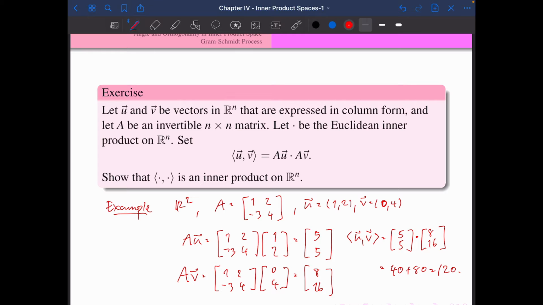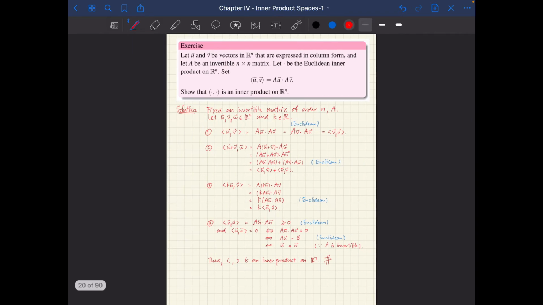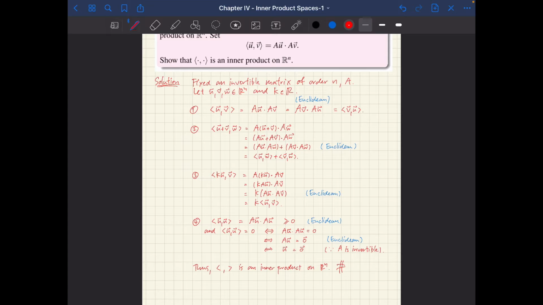Okay, we need to show that this function is an inner product on Rn. This one is quite easy, it's not hard. Why? Because we know that the dot product is an inner product, so we will use the properties of the inner product. So we fix an invertible matrix A of order n, and we let vectors u, v, and w be in Rn, and k is a scalar.